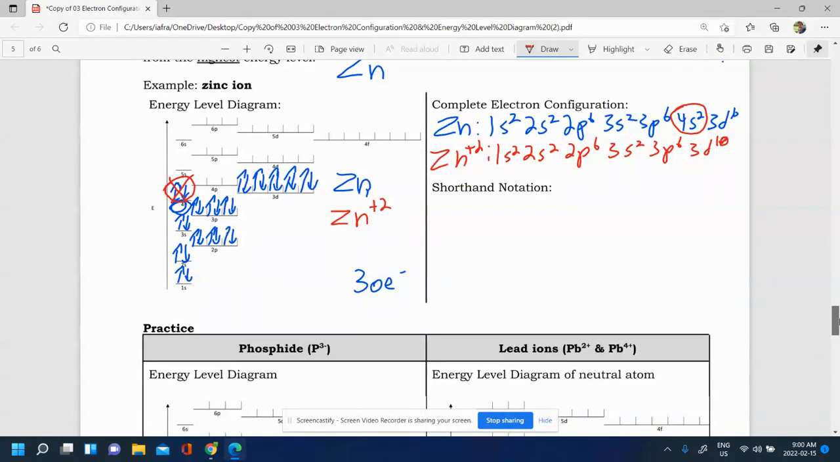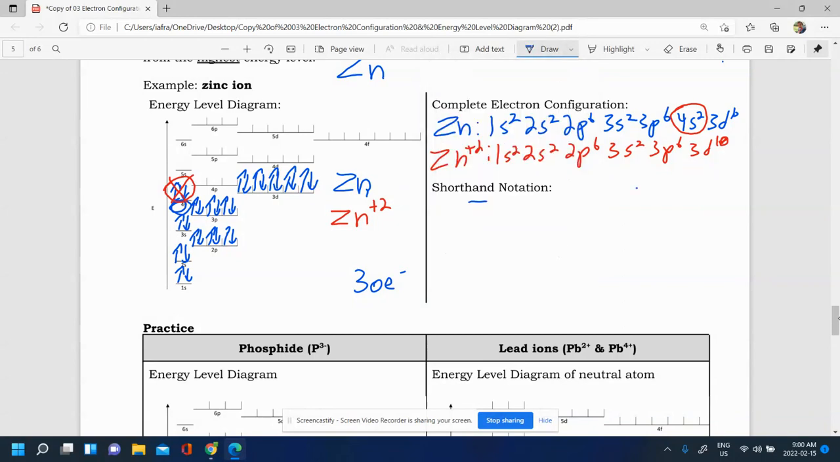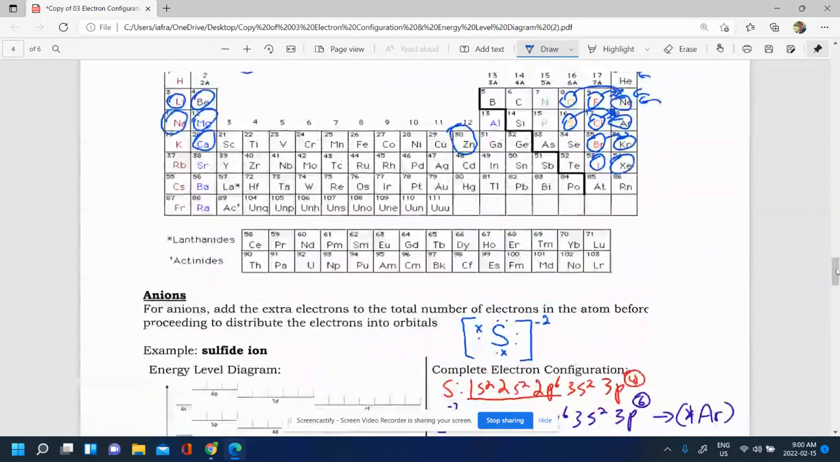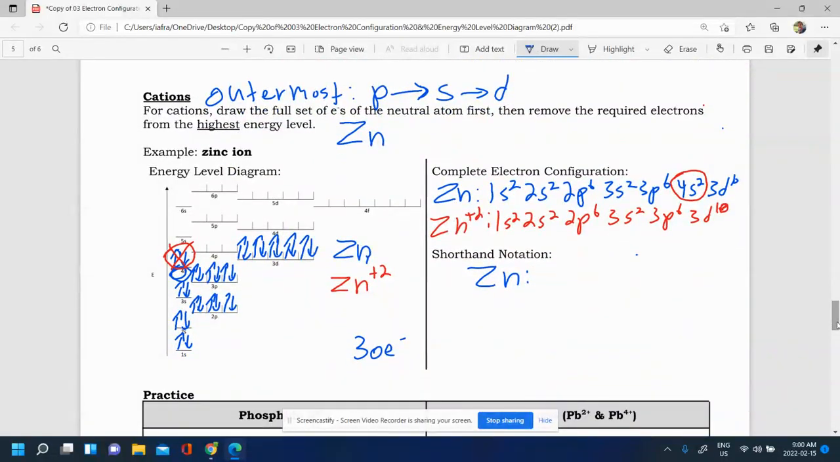Now we can go and write out our shorthand notation as well. So for zinc, the shorthand notation, it looks like the noble gas that came before it was, so here's zinc, argon. Argon came before it, and it looks like it ends at 3p6. So argon's basically all the way over here.